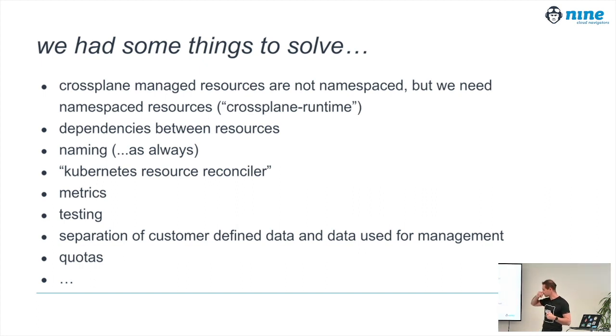But crossplane resources are not namespaced, and we need namespaced resources. So crossplane runtime itself doesn't work with namespaced resources. So until now, we still have a fork of it, where we did some changes, because upstream, they really decided to not go with namespaced resources. So that's where we are.